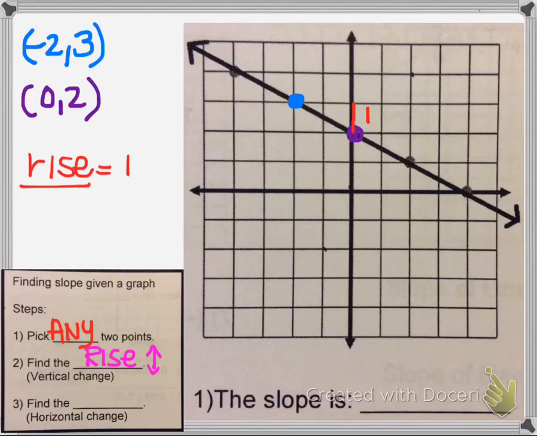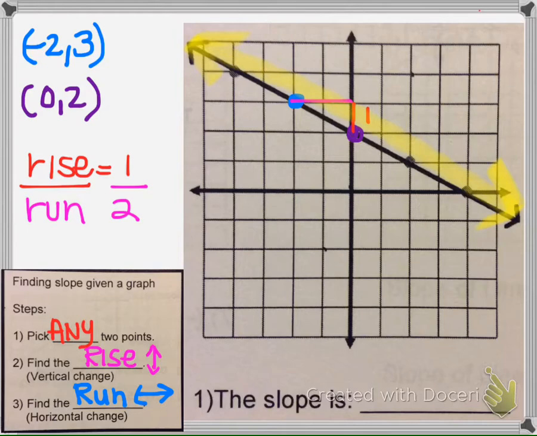Then the third step is I need to find the run. So if I go running, I can go left or I could go right. That's my horizontal movement. So I'm going to change 1, 2. So my run is 2. And from the left, if this is a roller coaster, to the right, we are going down. So because we're going downward from the left to the right, that's how I know that my slope is negative. So we need to put -1/2.